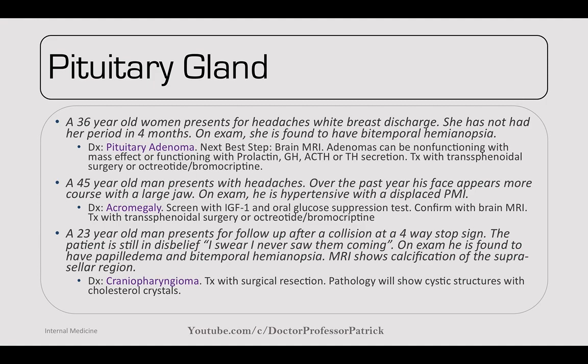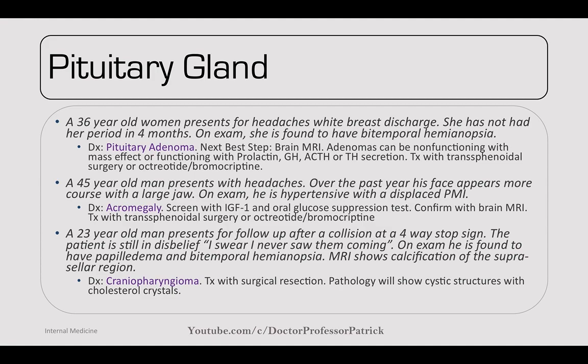Adenomas can be non-functioning, and they often present with mass effect, with the bitemporal hemianopsia and then increasing nausea and headaches. Or they can be functioning, where they can produce prolactin, as here we've got breast discharge. They can secrete growth hormone, ACTH, or thyroid hormone. So you want to treat them with transsphenoidal surgery or octreotide and bromocriptine.